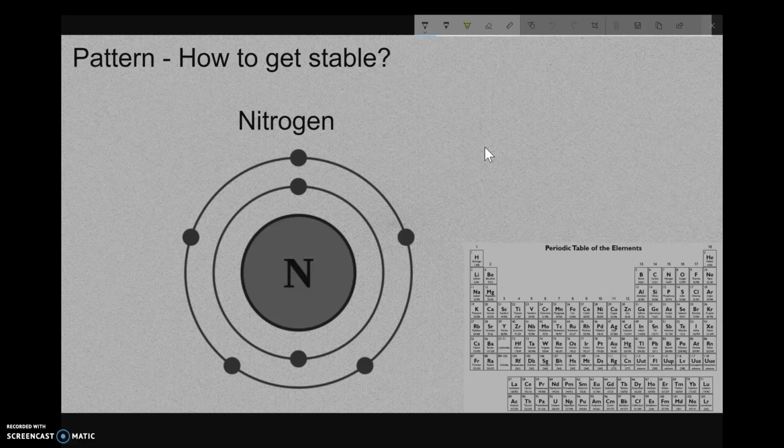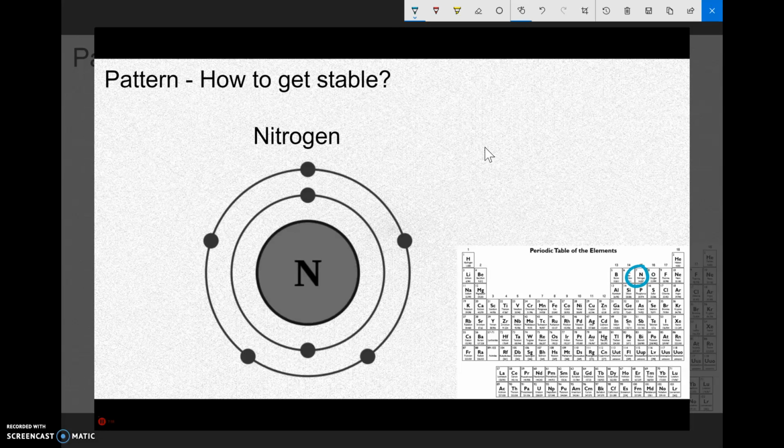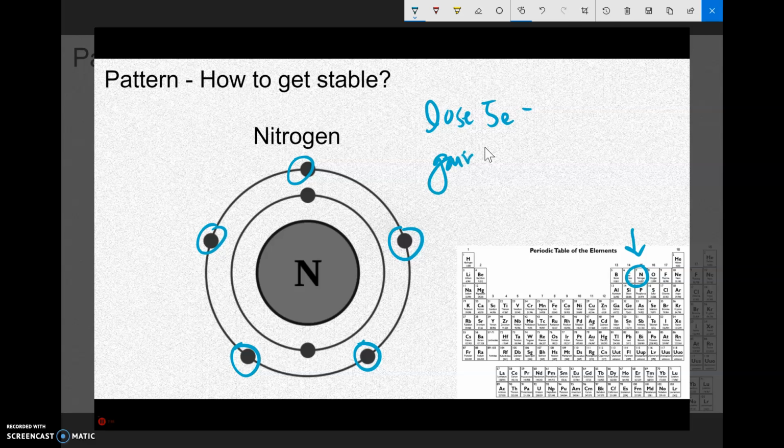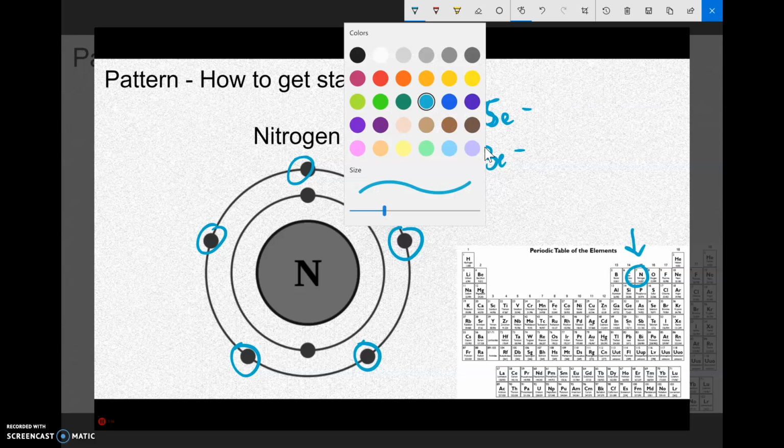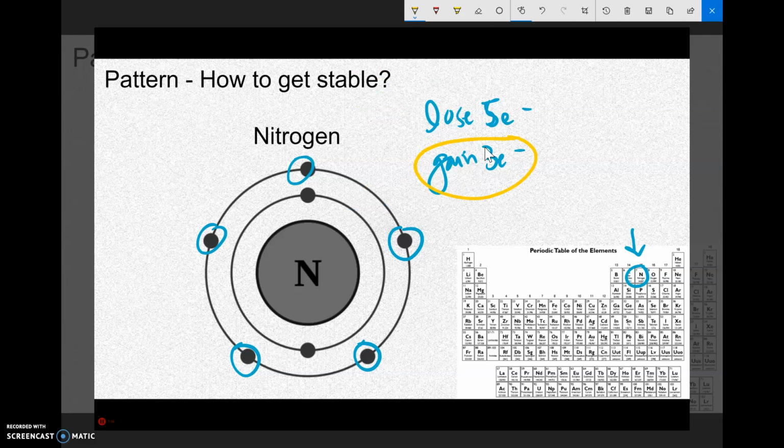All right, let's look at the next one. Nitrogen. So here's nitrogen. It has 1, 2, 3, 4, 5 valence electrons, and it matches up because it's in group 15. So it can lose 5 electrons, or it can gain 3 electrons. So again, look at what would take the least amount of energy. The least amount of energy is going to be to gain 3 electrons this time. So it's going to do this.